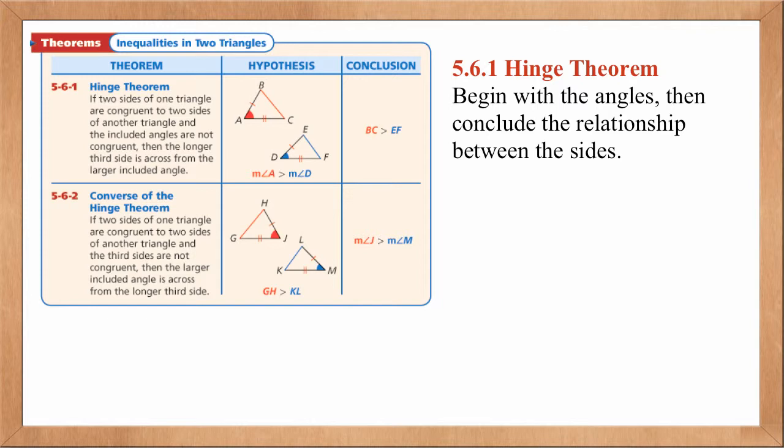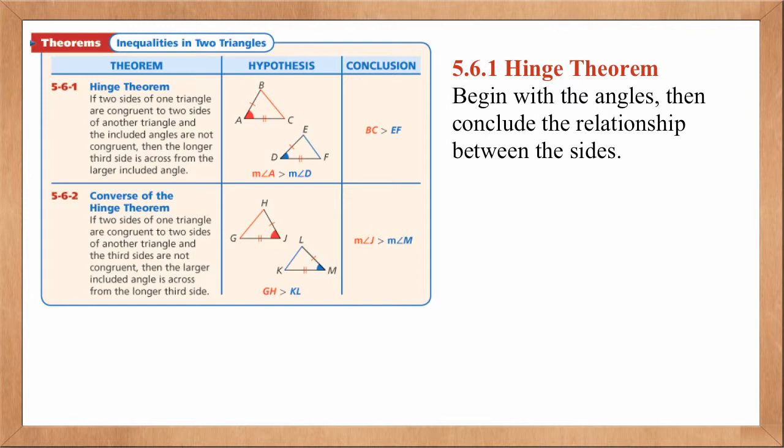Okay, look at the picture now under hypothesis for 5.6.2. We know that HJ is congruent to LM. That's given. We know that segment GJ is congruent to segment KM. That's given. We know that segment GH, that's a side, is greater than side KL. That's given. So the converse of the Hinge theorem concludes that the included angle J must be larger than the included angle M because GH is larger than KL.